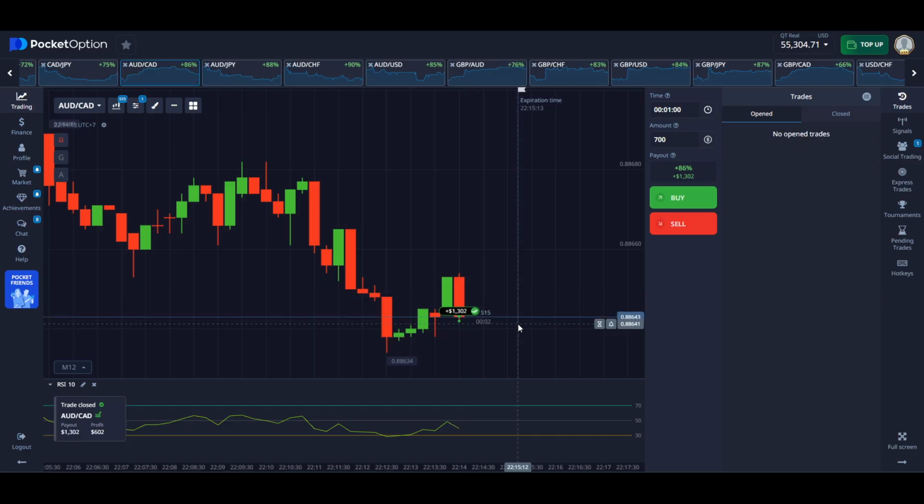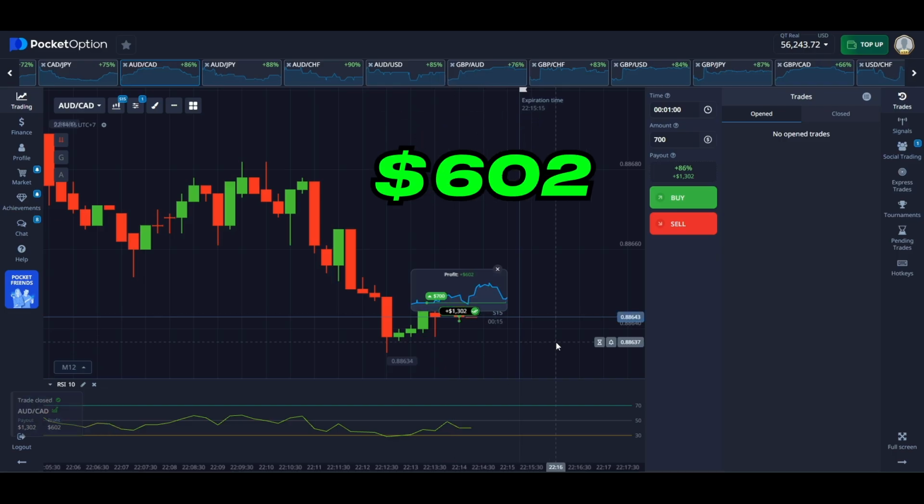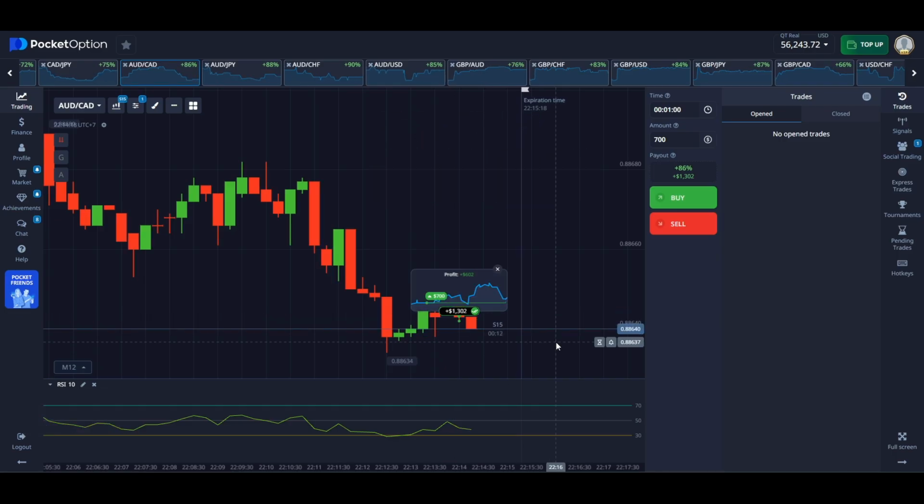This trade closes in profit and brings me $602. Not bad. All because the RSI indicator was in the middle, showing that the market was currently balanced. Now let's talk about which situations you should skip and which ones you can actually trade.